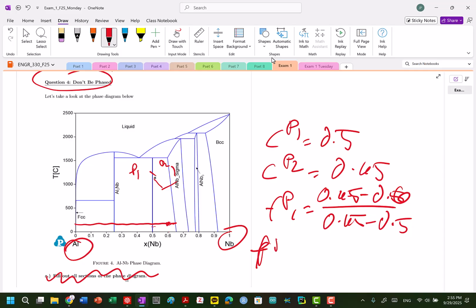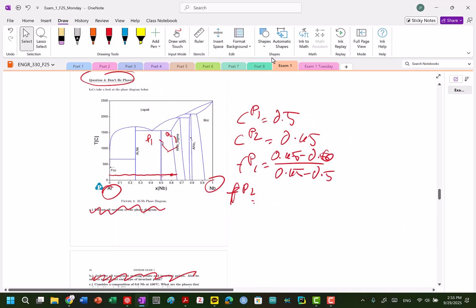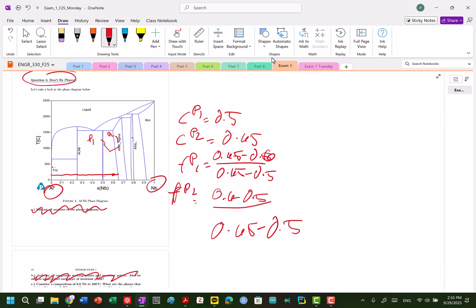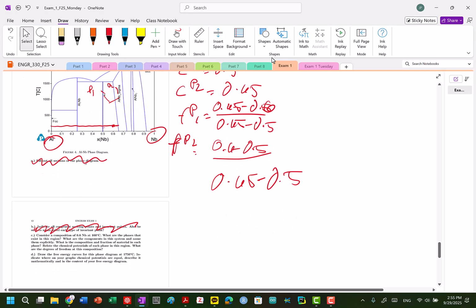The fraction in P2 is going to be equal to, the denominator is still the same, the total length of my line, 0.65 minus 0.5, and then finally we're going to run opposite, so it's going to be 0.6 minus 0.5. And that makes sense. We're closer to phase 2, so the fraction is larger. Excellent.